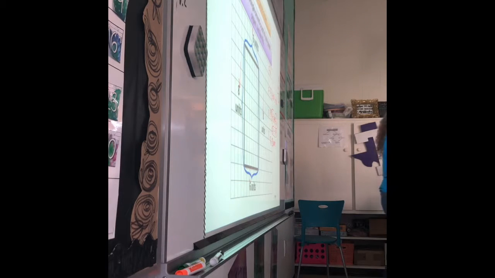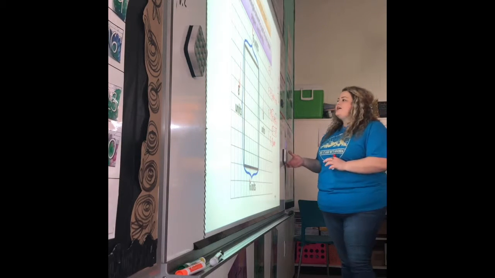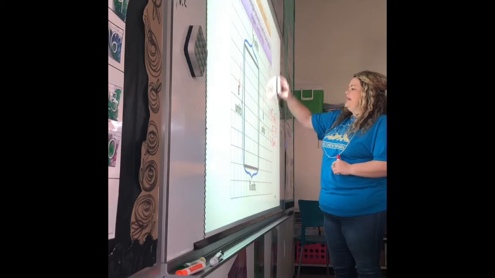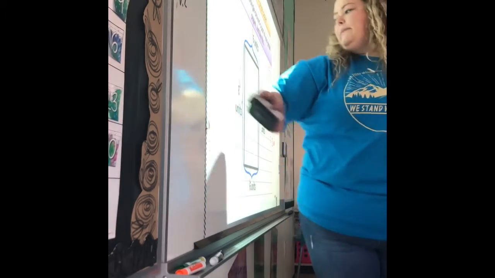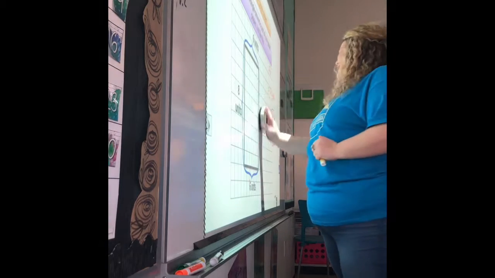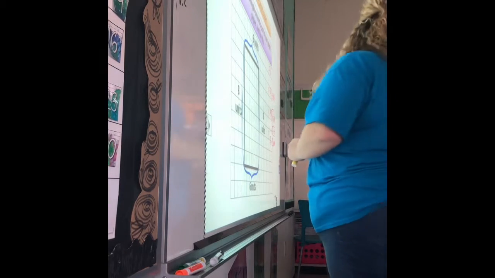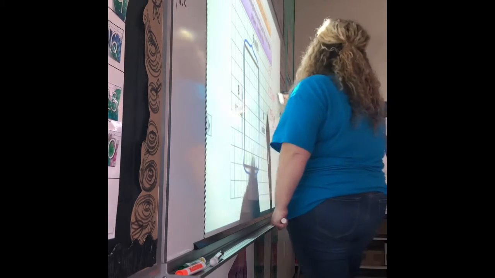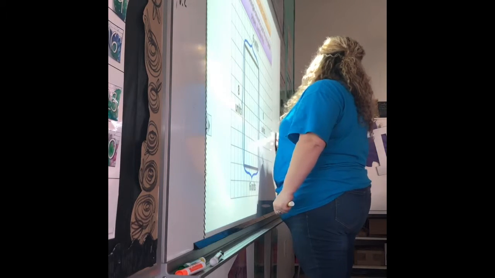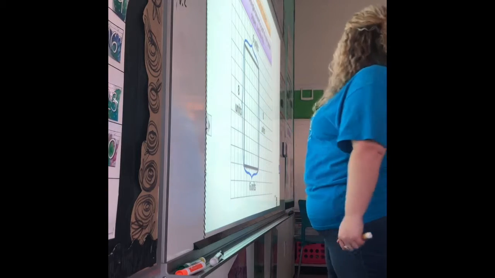The outside. It's the distance around an object. So, perimeter measures the what? The outside. What is the formula for perimeter? Perimeter equals length plus width plus length plus width.